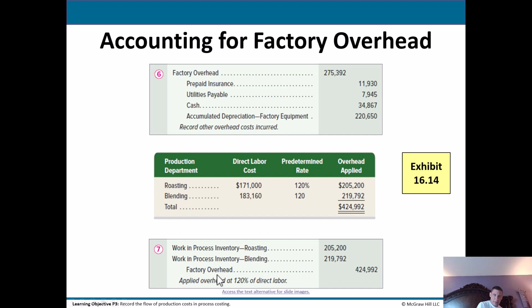And then here you can see where they recorded their application of overhead to the two departments, roasting and blending, right? 205,200 went to roasting, 219,792 went to blending. And then the credit, of course, was factory overhead for the total of those two, 424,992.